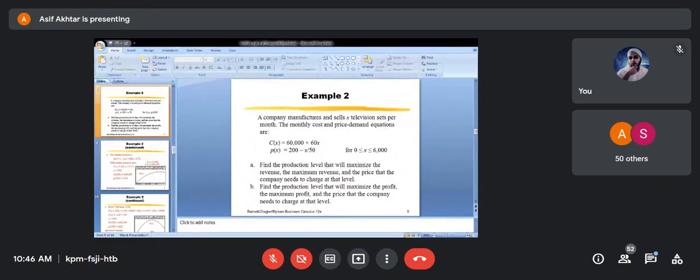We had already obtained the revenue in the previous question. We have the revenue function 200x minus x square by 50. You need to subtract the cost function from it. Do we have the cost function in the question? Yes, sir. Okay, it's 6000 minus 60x. You will get the final profit function.